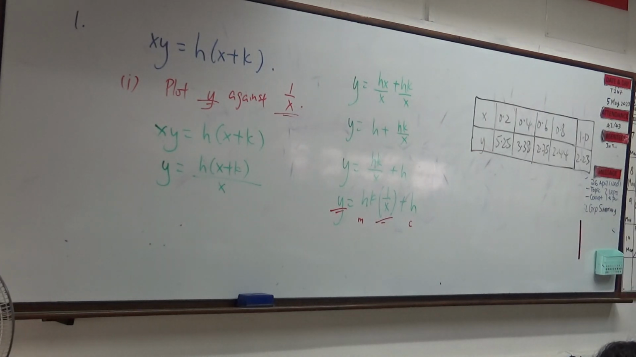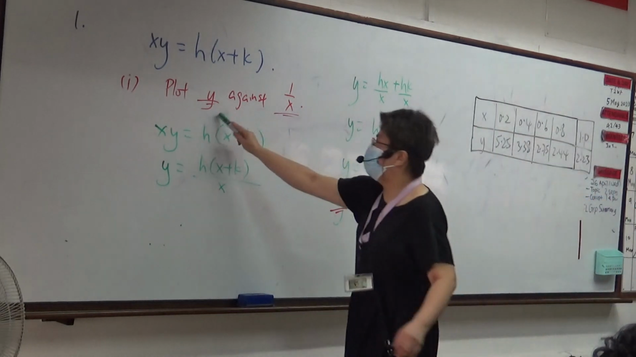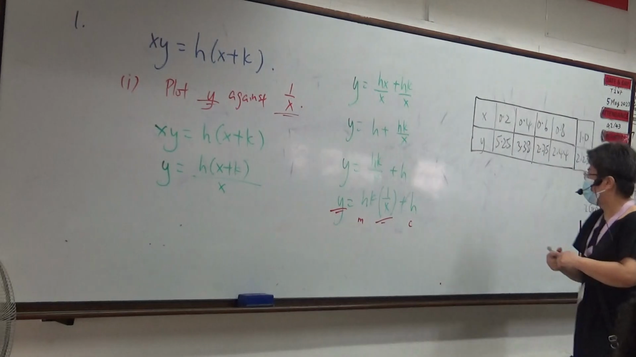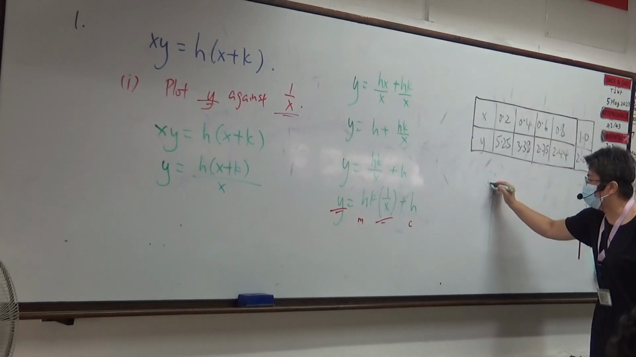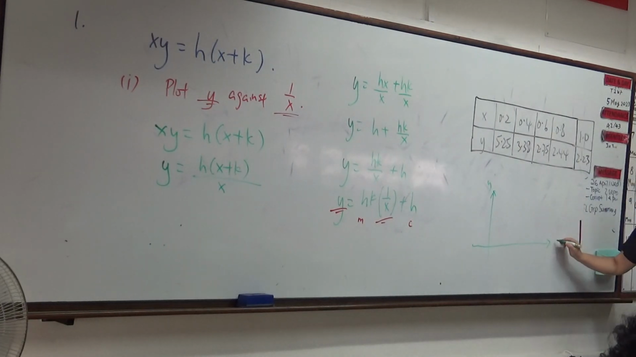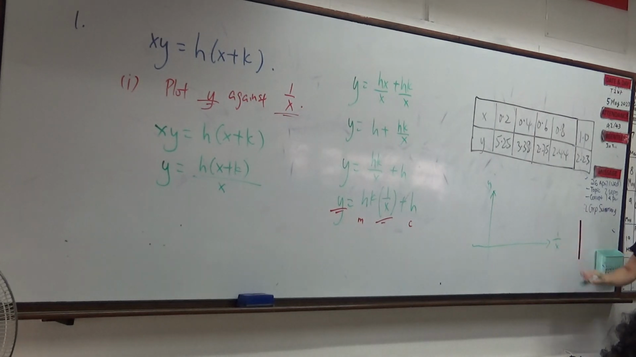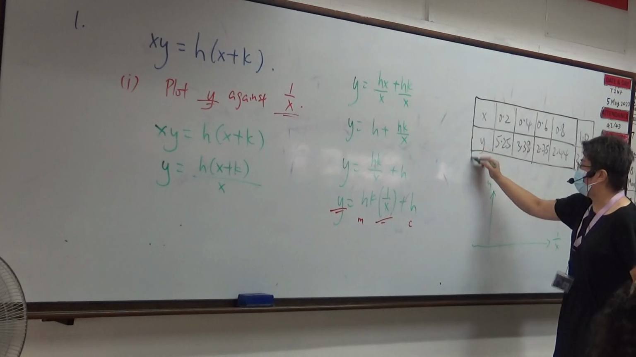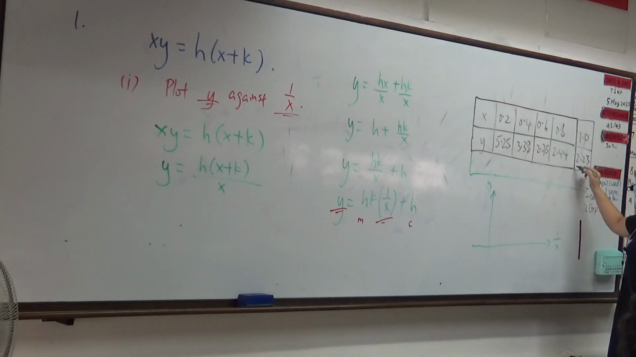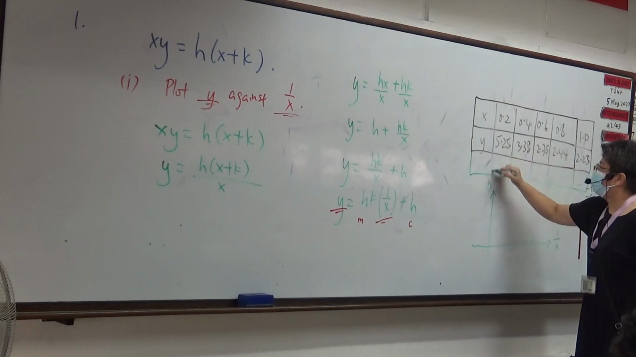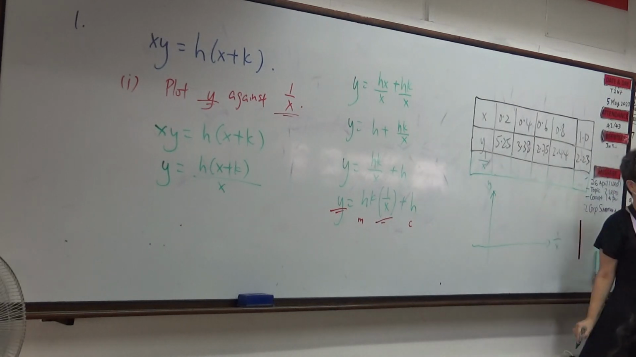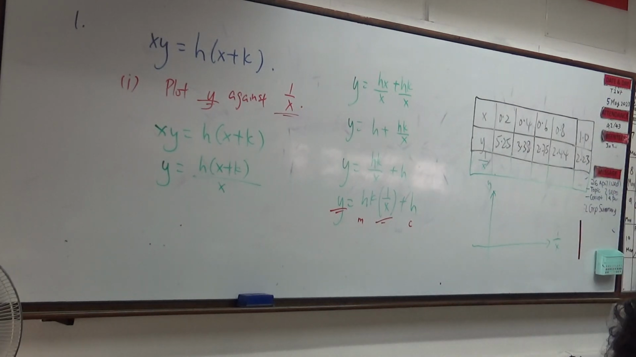Okay, I want you to look at this table. I need to do something. Can you see they say plot y against 1 over x? That means my vertical axis is y, my horizontal axis is what? 1 over x, right? Correct. Now, do you agree that I need to have another row here that says 1 over x? Am I right to say that? Correct?